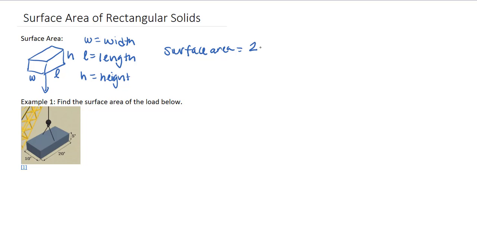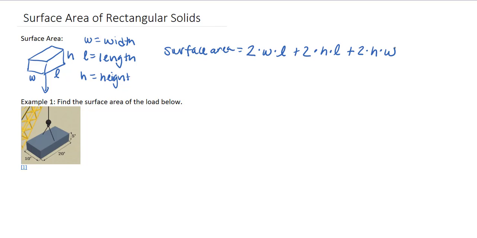So it's going to be 2 times W L, so 2 times width times length, plus 2 times H times L, so height times length, plus we have 2 times H times W, height times width. So we just use different combinations.